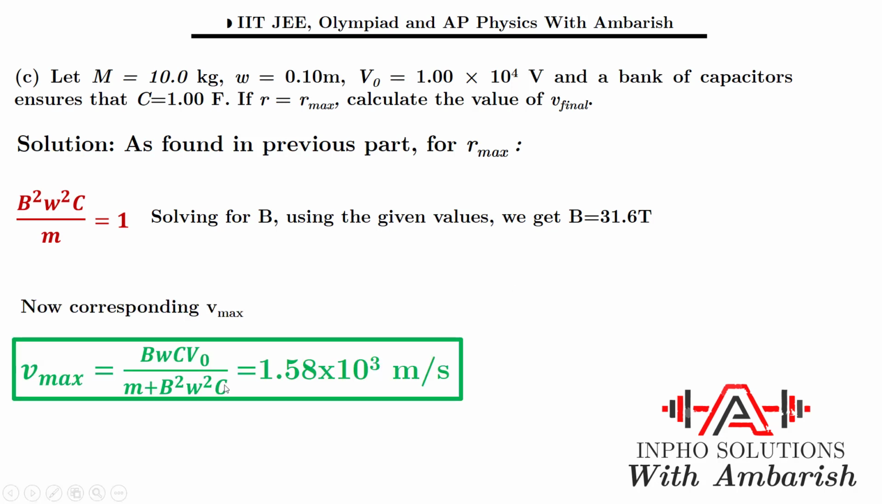So for v max, we found the expression for v final was B W C V naught upon m plus B square W square C. This was found in part A. Now you just substitute B equal to 31.6 Tesla in this, and all the other given values, and if you solve, v max comes out to be 1.58 into 10 to the power 3 meter per second. So that's our answer to part C of the question, which is also the final part of the question, and that brings us to the end of this solution.